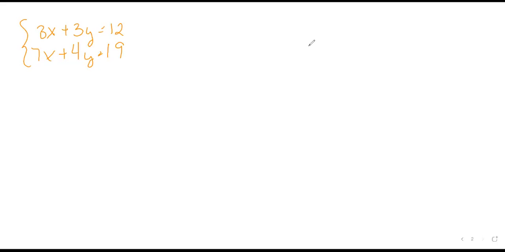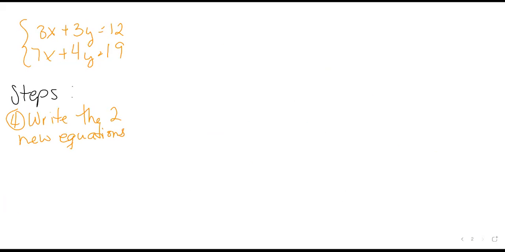So now I'm going to continue my steps. And my next step is, well, I kind of already did it. What step were we last on? 3? So this is 4. Step 4 is write the two new equations as a system.